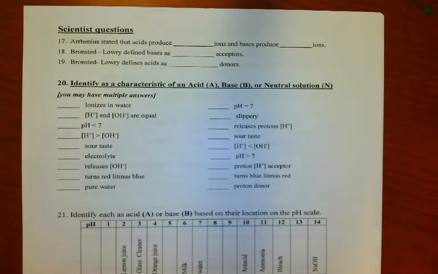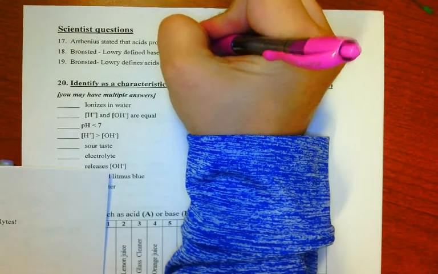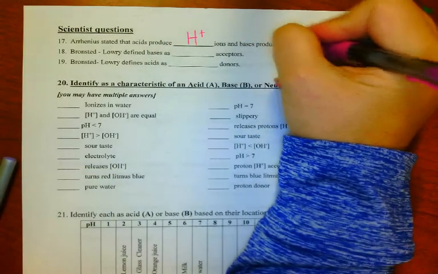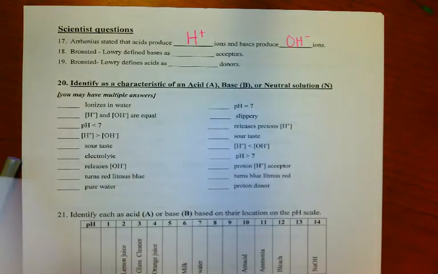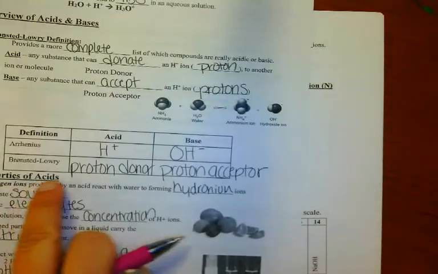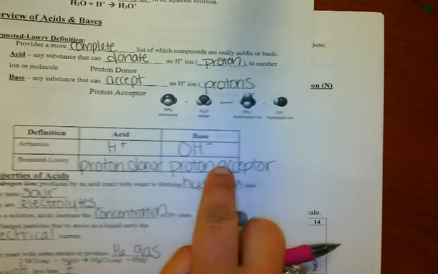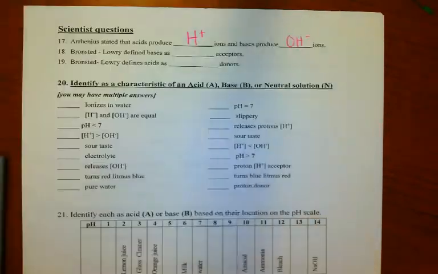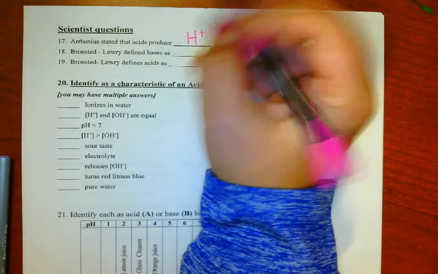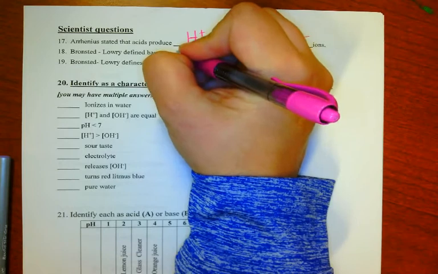For the scientist, you look up on your notes that Arrhenius stated that all acids produce hydrogen ions and bases produce hydroxide ions. We will expect that you know the difference on your test. You can find it in your notes right here under acids and bases. So bases are proton acceptors.